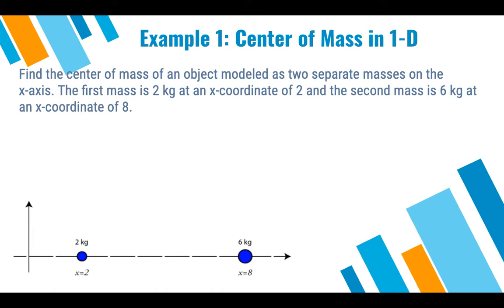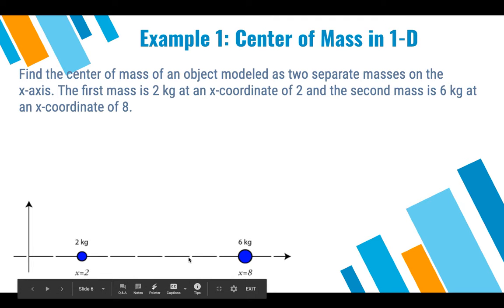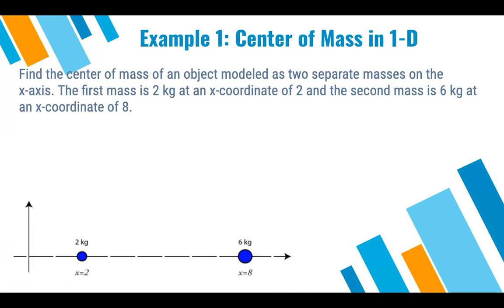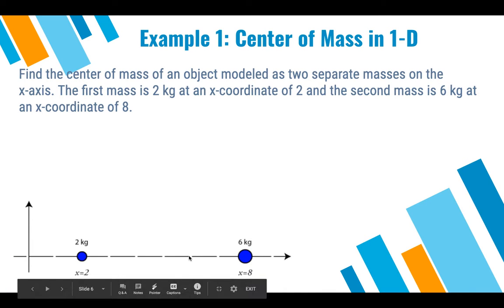The first mass is 2 kilograms at the coordinate of 2 meters, and the second mass is 6 kilograms at the coordinate of 8. So we can guess, right? This object has more mass, so likely the position for the center of mass, where the average amount of matter would be located, should be closer to the 6 kilogram sphere.